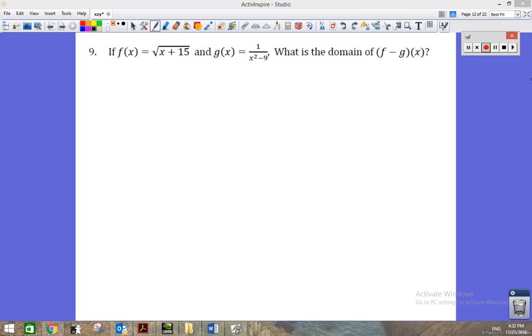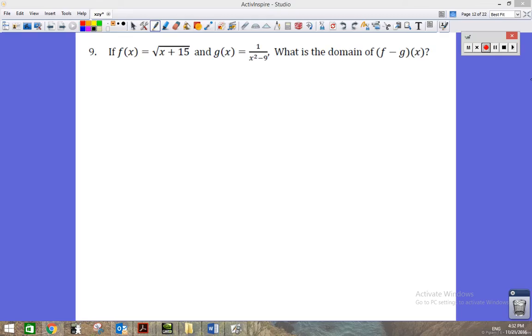We are taking a look at skill packet 3, which is relations and functions, and we're looking at skill 3E. We're combining two functions. We're building a new function through the operations of addition, subtraction, multiplication, eventually division, and also a thing called function composition.